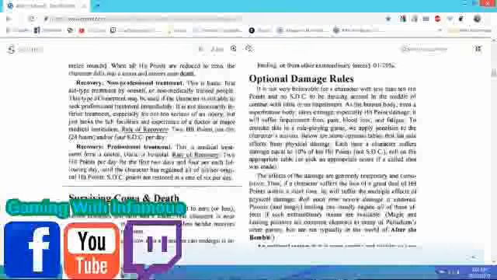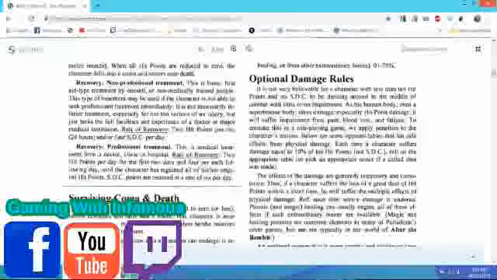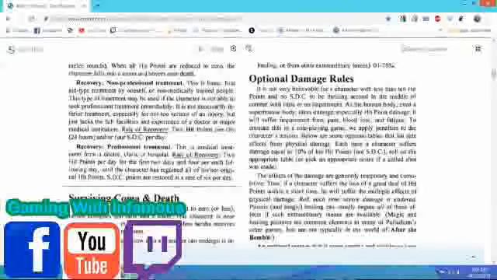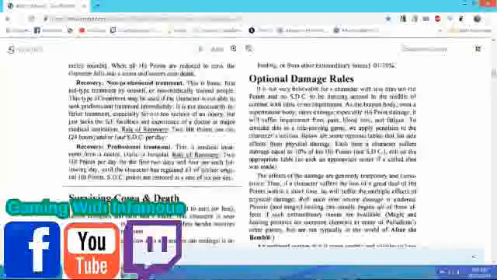Recovery. Non-professional treatment. This is basic first aid treatment by oneself or non-medically trained people. This type of treatment may be used if the character is not able to seek professional treatment immediately.